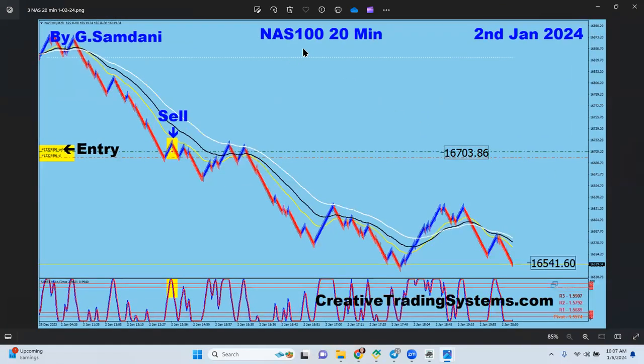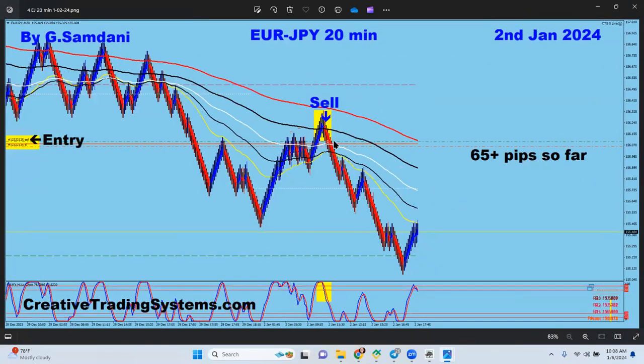Now this is Nasdaq. You can see the arrow here. This is taken by the EA, and on the second, also Nasdaq, a sell order from here to here. This is Euro Yen, also taken by the EA. You see this arrow here, sell order here. Nice entry, beautiful entry here, January 2nd, and 65 pip.